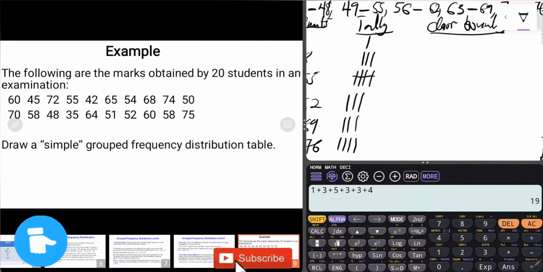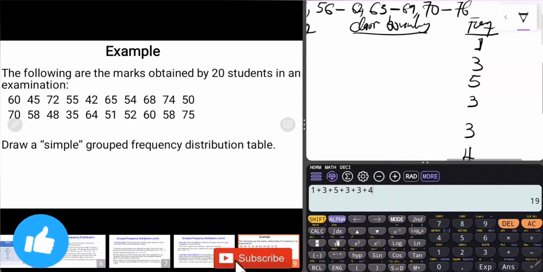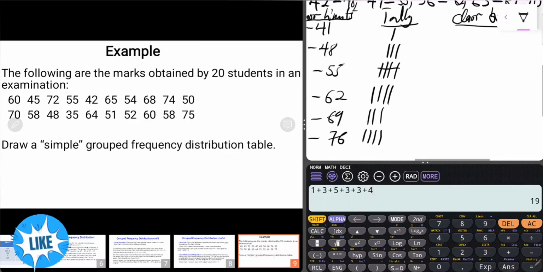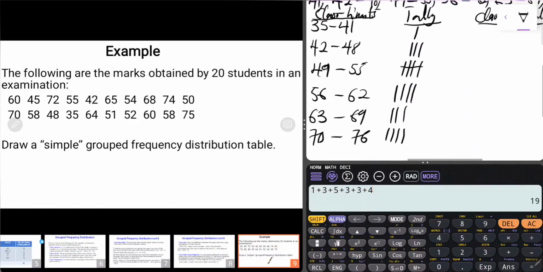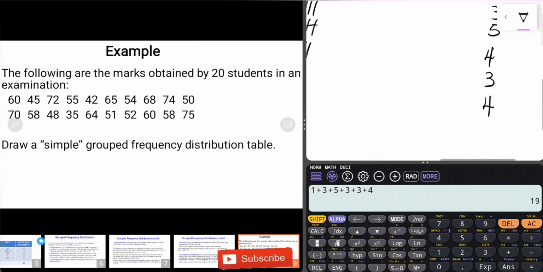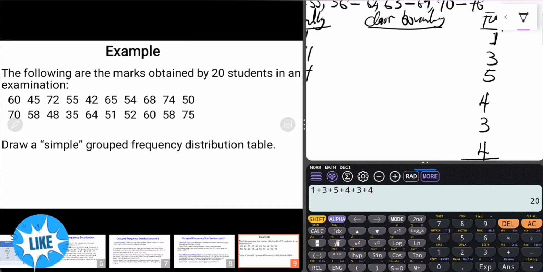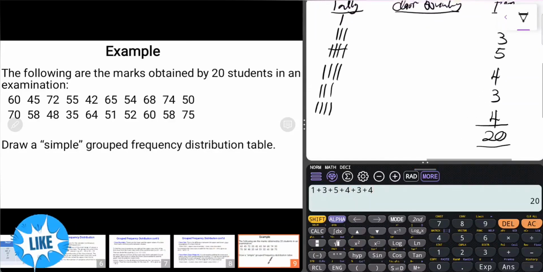So here should be what? 4 strokes, and then that should alter here to become 4. All right, so that should be 4 in that case, as the 56 to 62. So in that case, we can clearly say that here should be what? 20 when you add up. So that's going to give us 1 plus 3 plus 5 plus 4 plus 3 plus 4. That should fetch us what? 20, as we have gotten here. So that's how it should be.